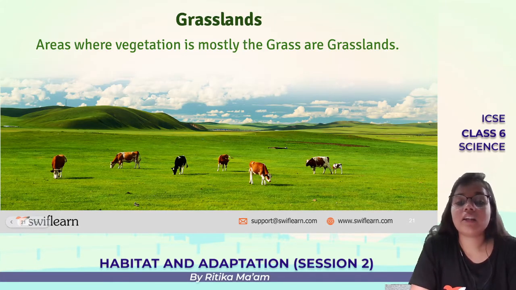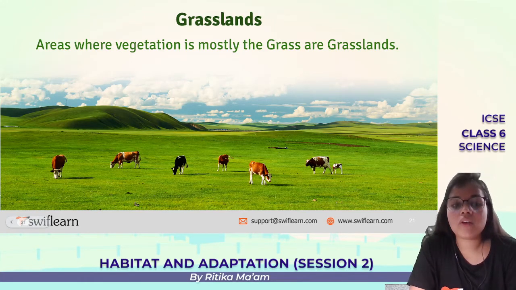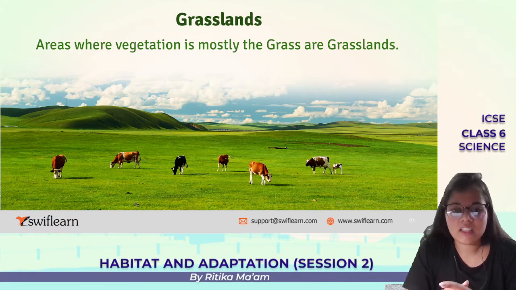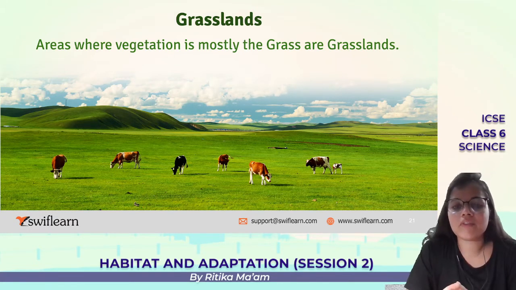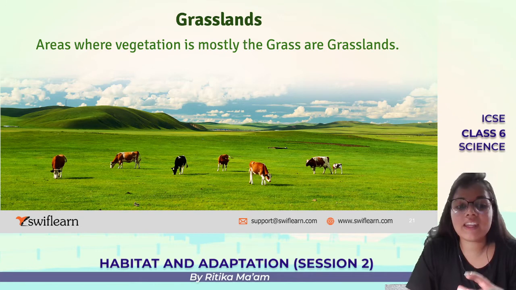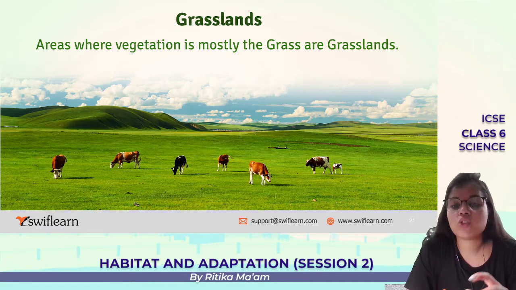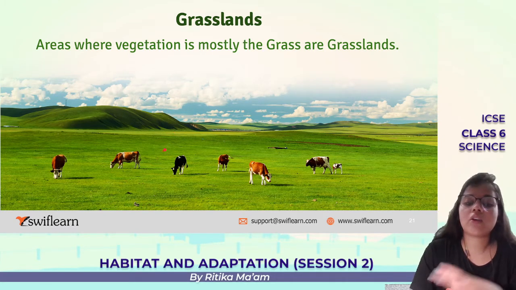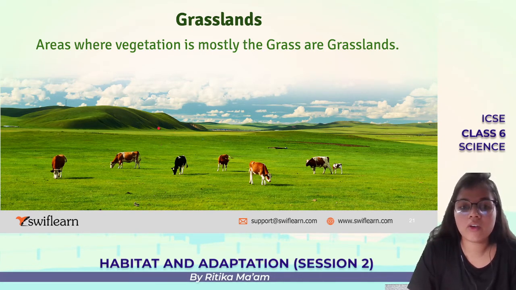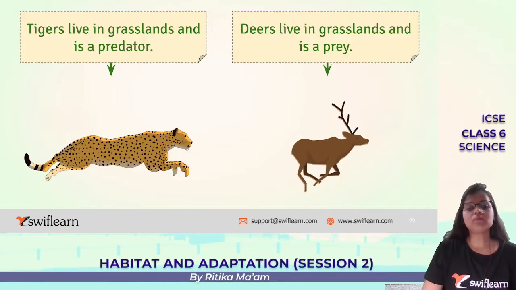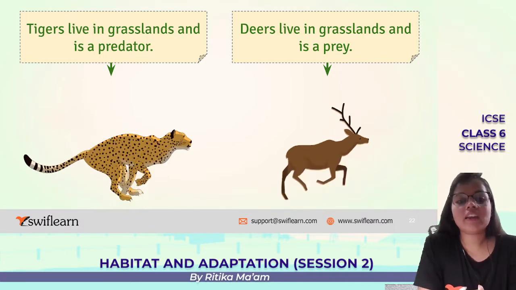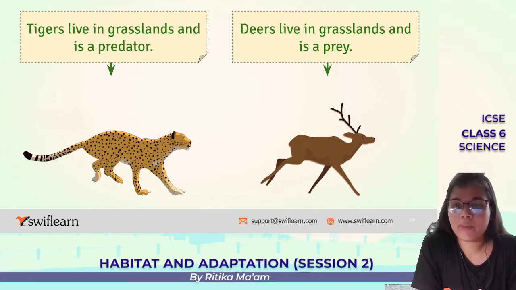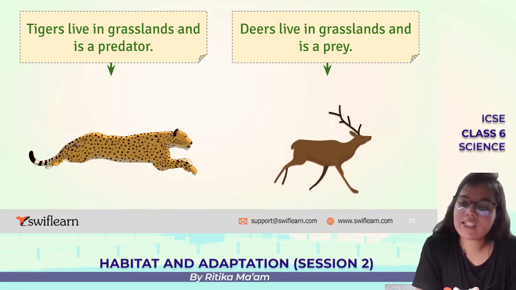Now the grasslands. The name grassland itself tells us that mostly we will find grass. The areas where the vegetation is mostly grass are known as grasslands. You can see here in the picture also, it is all greenery all around, and hence it is named grasslands. Now, tiger lives in grassland and is a predator. Deer lives in grassland and is prey.